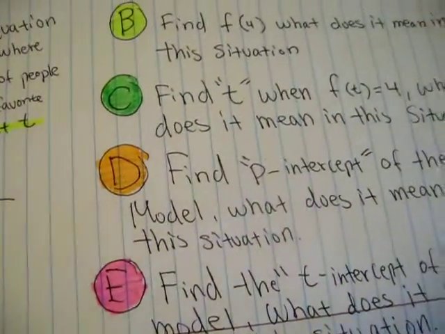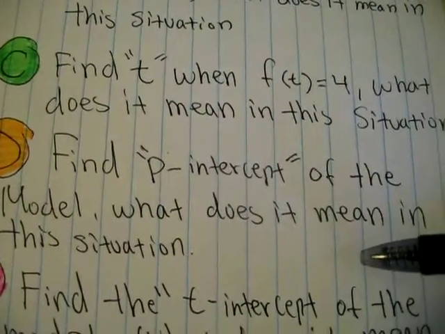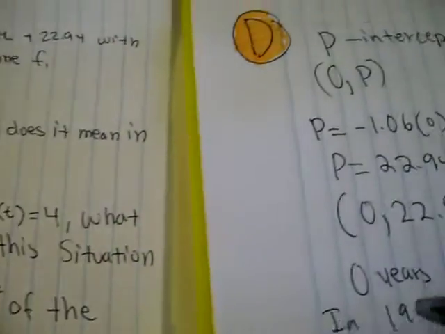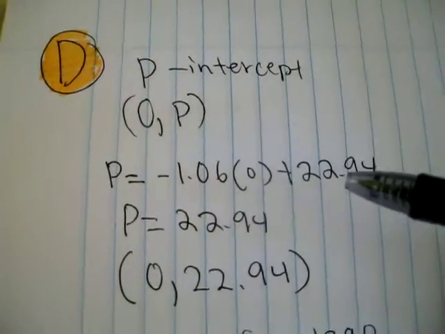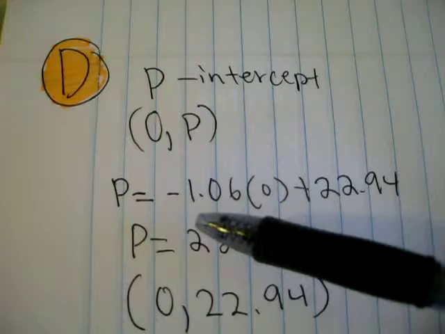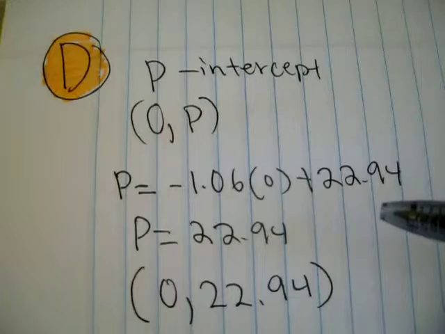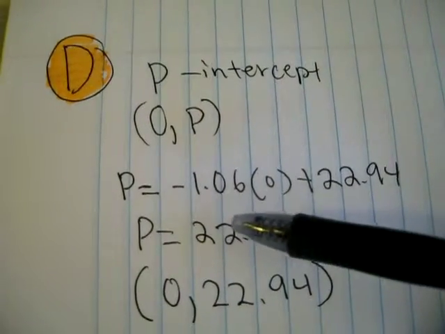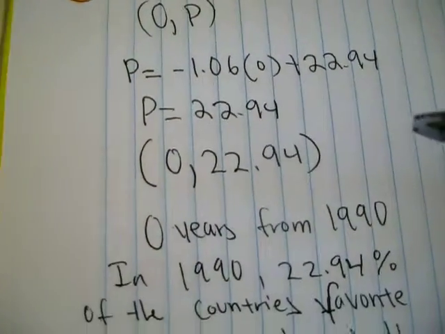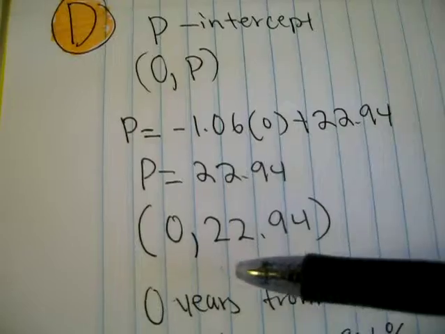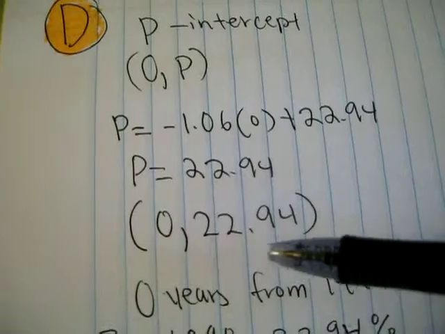Now we're going to question D, and question D is find the P-intercept of the model, and what does this mean? So the P-intercept looks like a 0 and P, and so we plug it into the equation as P equals negative 1.06 times 0 plus 22.94, and negative 1.06 times 0 is 0, so P equals 22.94. And so our P-intercept point is (0, 22.94).